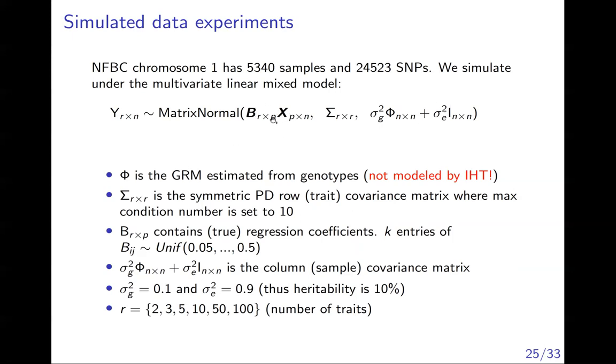So here is the mean of the traits. Sigma is the covariance of the phenotypes, so it captures the correlation structure of the phenotypes. And this matrix captures the correlation among samples. So basically, this simulation is not assuming independent samples, even though IHT assumes independent samples. So we do not model this here.